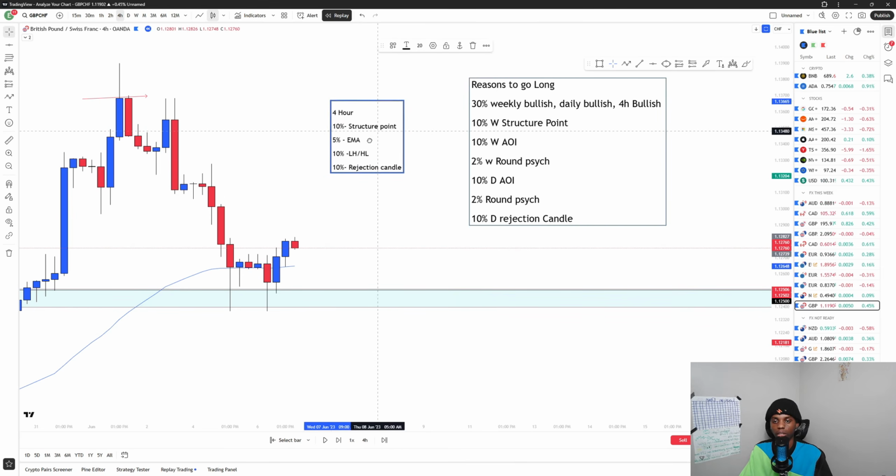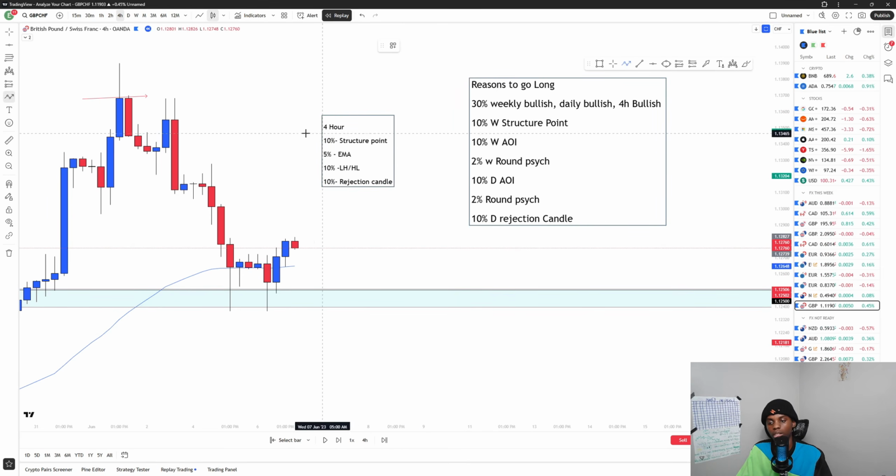Now we can start looking for this structure point. Is the 4 hour rejecting off of the previous structure point? The answer is no. This is the previous structure point and price is above it. Next, EMA. Is the 4 hour rejecting off of the EMA? Even though it looks like it, no, 4 hour is not rejecting off of the EMA.